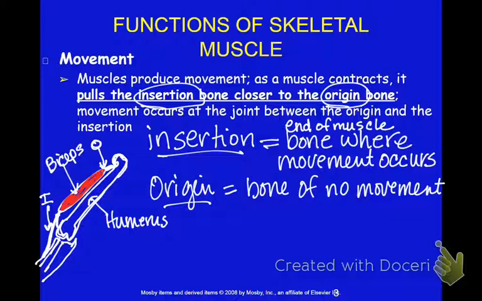So the tricep muscle, which is opposite. If I draw the tricep muscle back here, its origin is also on the humerus, and its insertion is on the ulna. Because when your tricep muscle contracts, it's extending your arm back out. Okay? So this is the tricep muscle.